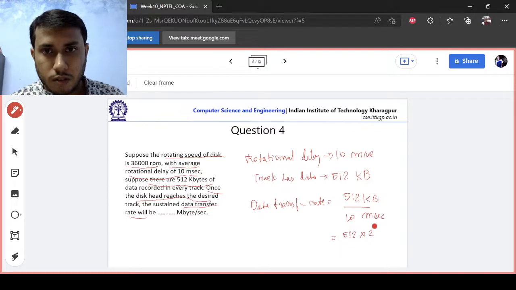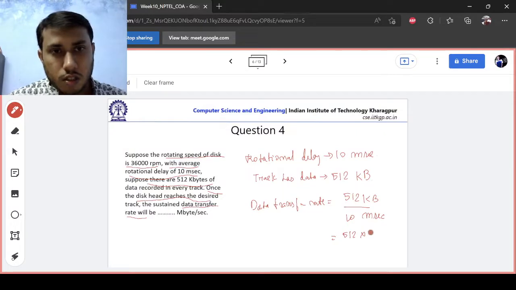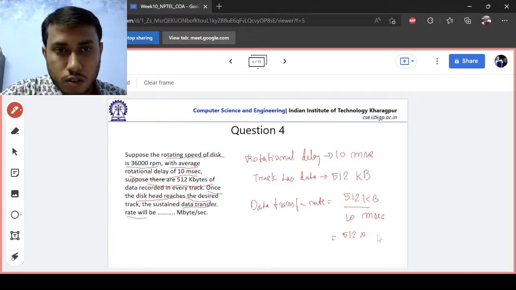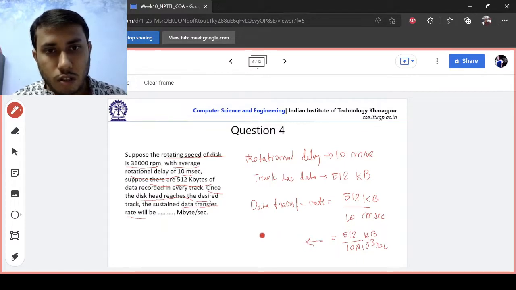2 to the power of 10, sorry, 10 to the power of minus 3. So 512 divided by 10 into 10 to the power of minus 3 sec KB. That turns out to be 512 into 10 to the power of 3 KB.